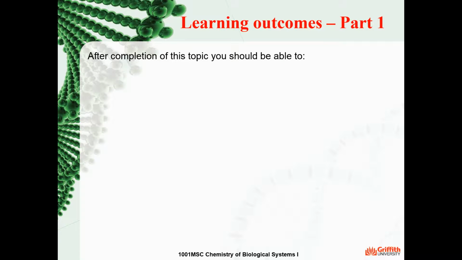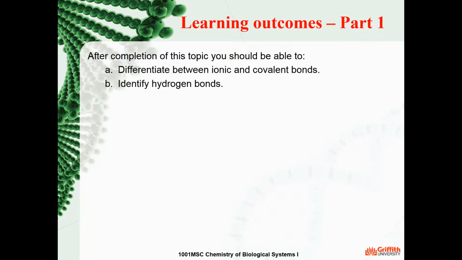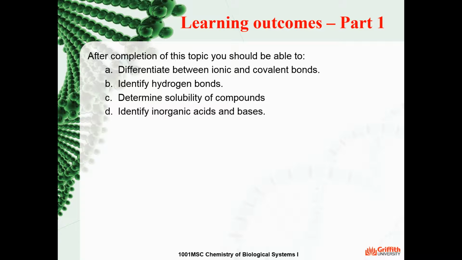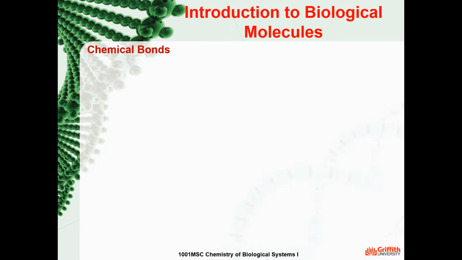The learning outcomes of the first part of Module 5 are: differentiate between ionic and covalent bonds, identify hydrogen bonds, determine solubility of compounds, identify inorganic acids and bases, and identify the biological reactions. As mentioned in the introduction, we will start with a quick revision before we move on to new content.